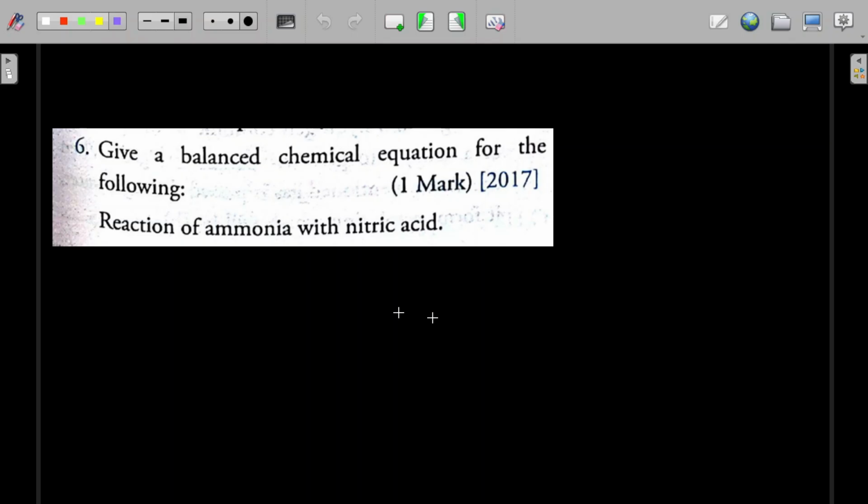Balanced equation: ammonia with nitric acid, you will get ammonium nitrate. That much only you will write. They have not mentioned dilute here, so simply write ammonia with nitric acid giving NH4NO3.